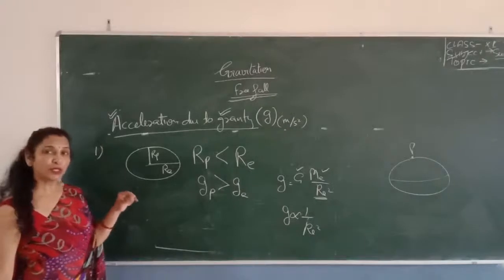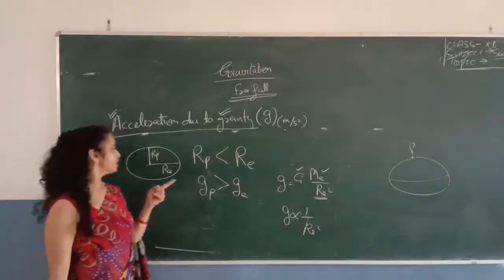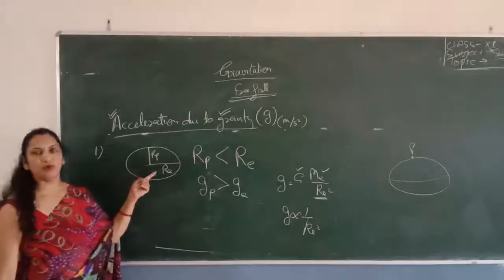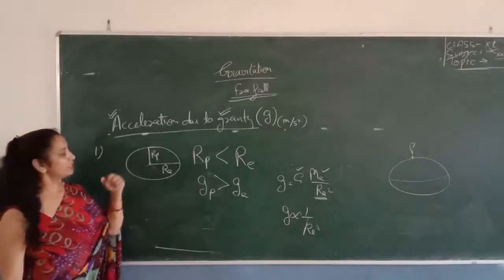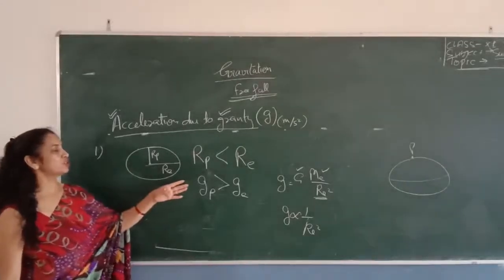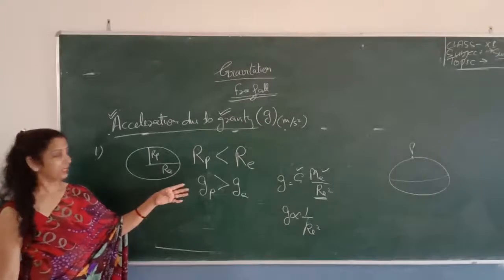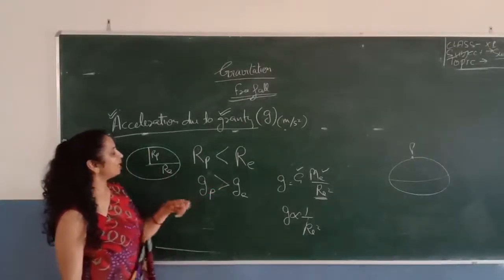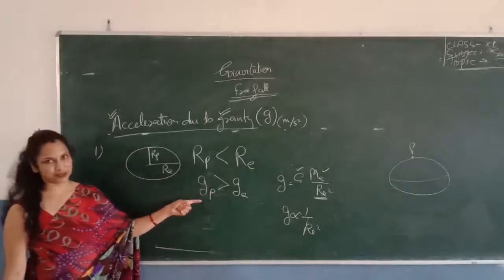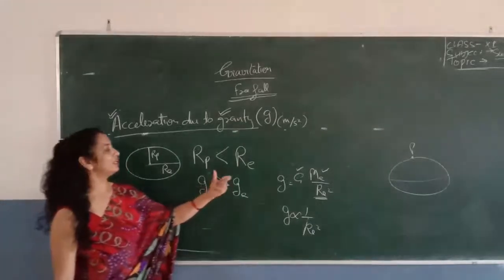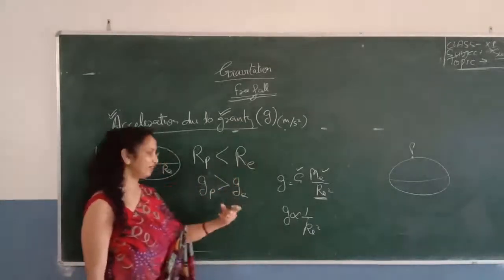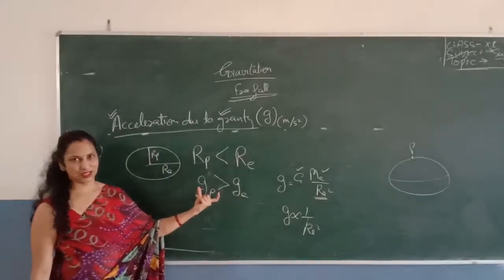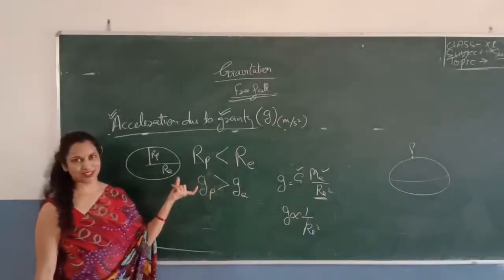So since the radius of the earth varies at the pole and the equator, we can say the acceleration also varies. The place having the smaller radius will have the larger acceleration produced, and the place having the larger radius will have less acceleration produced. So just think about it.